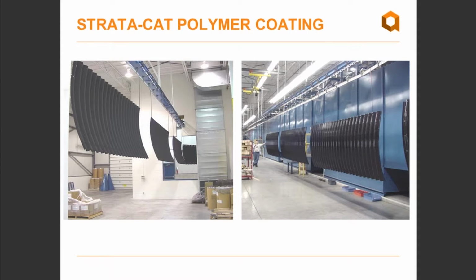So in terms of the actual STRATA-CAT coating process, it's done in a factory environment, very stringently controlled. Make sure we have high quality control and consistent adherence to the plate itself. The process, as I mentioned, includes the sandblasting, so we thoroughly clean the plate, and then we have separate application processes for both the zinc primer layer and then the polymer layer.